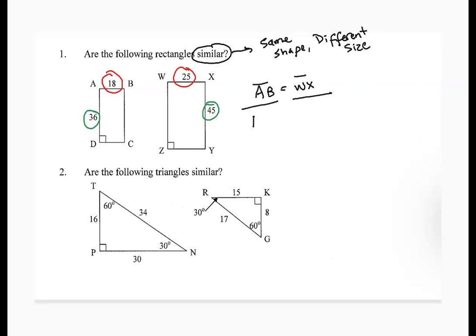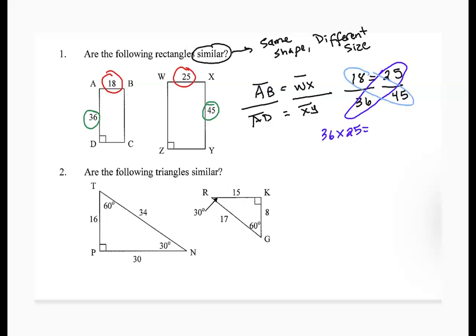So when I plug in my numbers, I'm going to have 18 is equal to 25, and then 36 is equal to 45. To see if these are similar, I simply have to do something called cross products. I'm going to take both of these and cross multiply them. So 36 times 25 will give me my answer for 1. Then I'll do 18 times 45, and that will also give me another number.